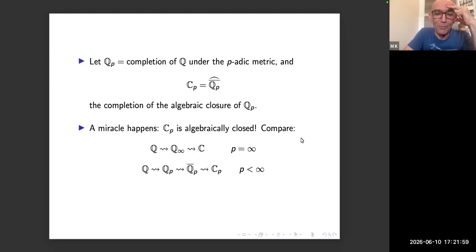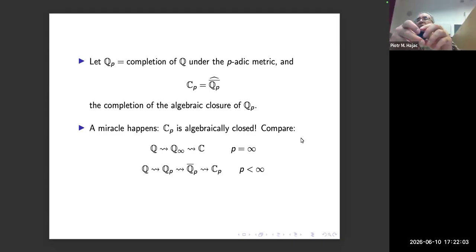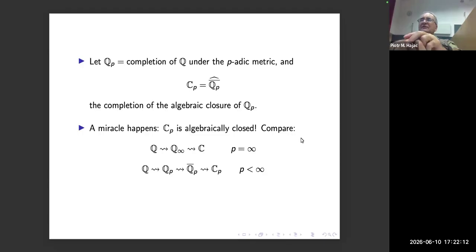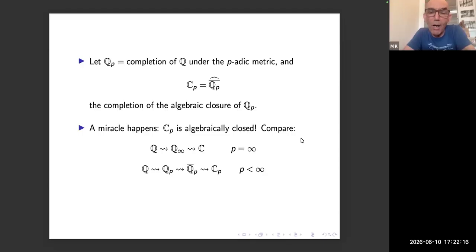So this is also a kind of miracle on its own. So it happens. Sorry, Masoud, if I might ask you, you have a bar, you have a hat, which signifies what? One is algebraic completion, one is topological or metric completion. Good question. Bar is algebraic completion and hat is topological completion.